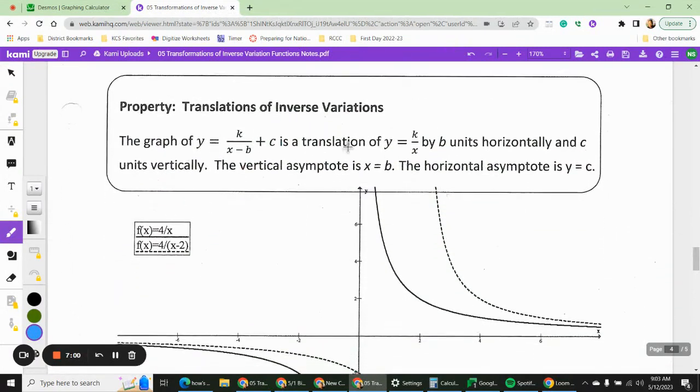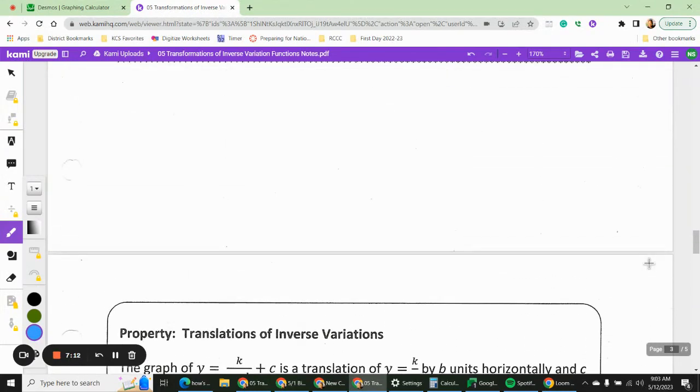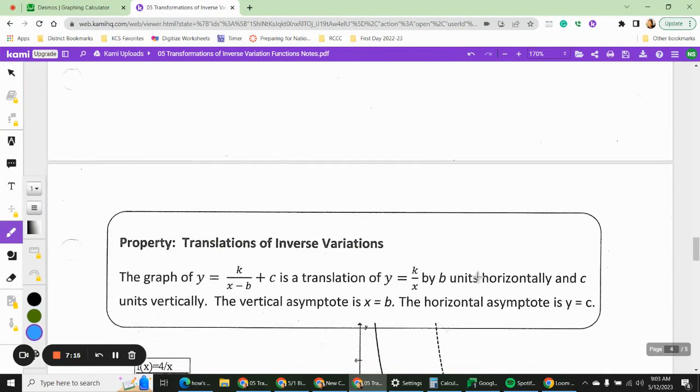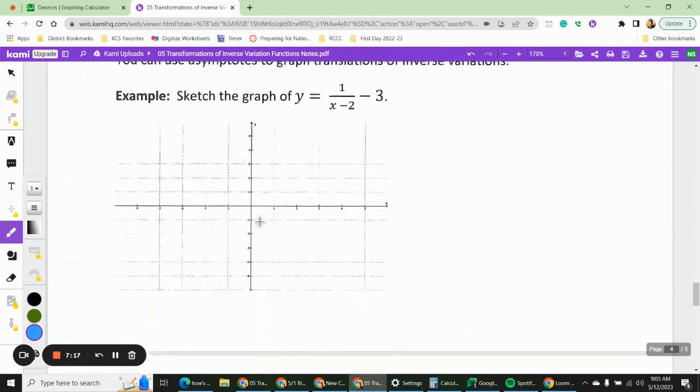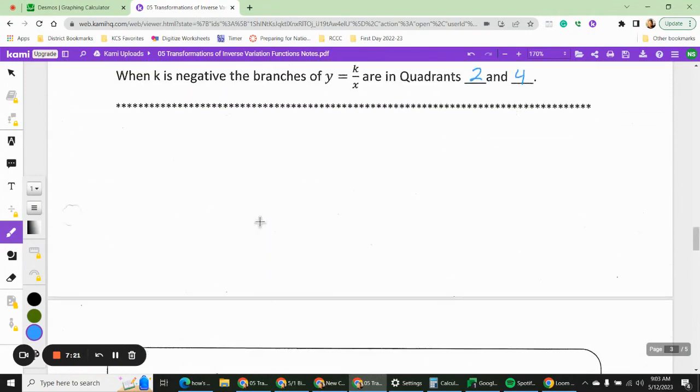Now, we have some rules here for translations of inverse variations. Those rules can be a little bit tough to understand and figure out. So let's just write ourselves a guide. If you have some space at the top or bottom of this paper, let's write a couple of rules here. I'm going to write some rules for the transformations.